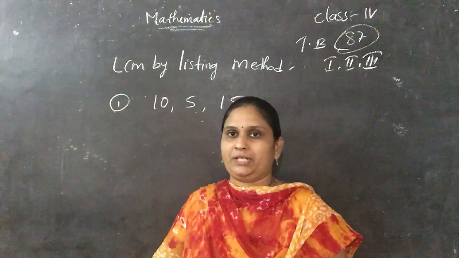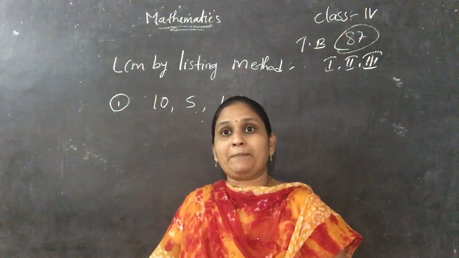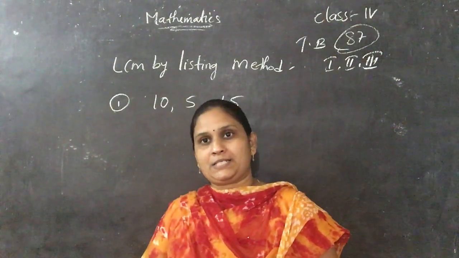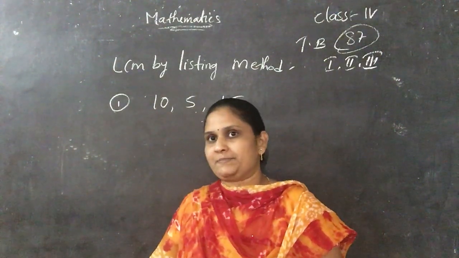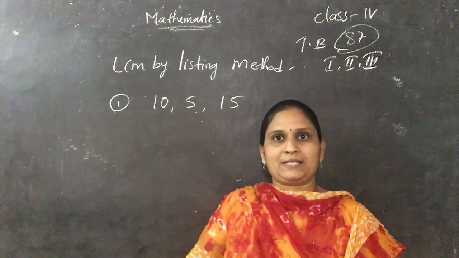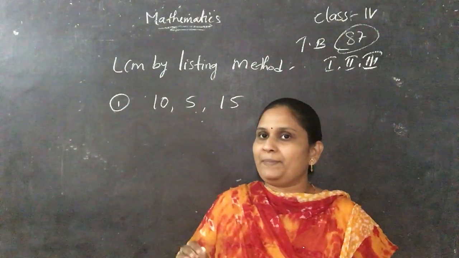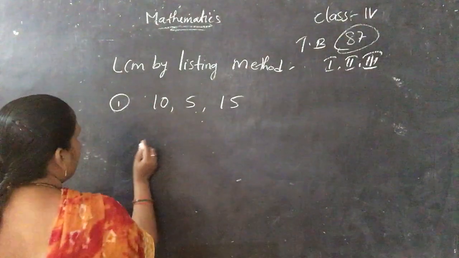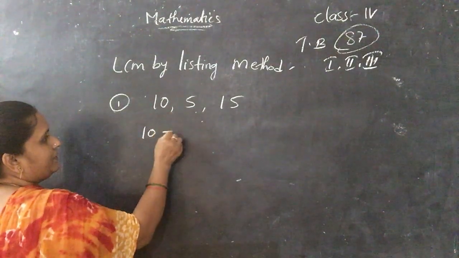Okay, it means first 10 multiples. First 10 multiples means 10 table till 10 steps. 5 table 10 steps. And 15 table 10 steps have to be written. Okay, that will be the first 10 multiples. Okay, so I am writing now the first 10 multiples for 10.